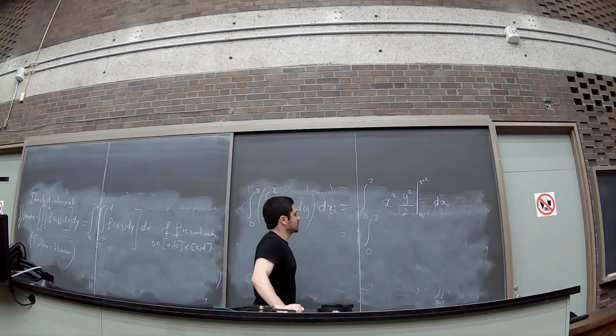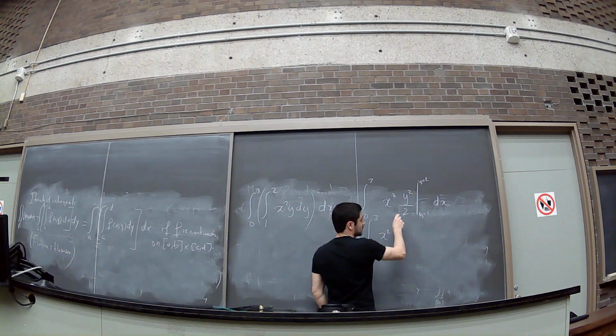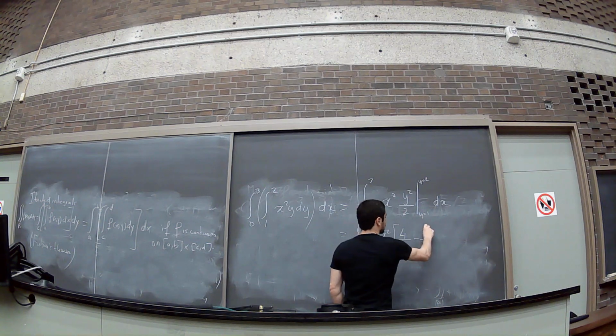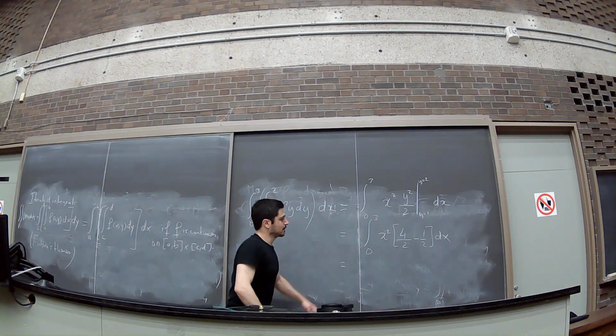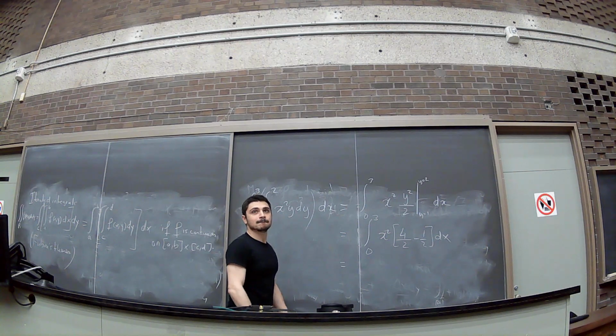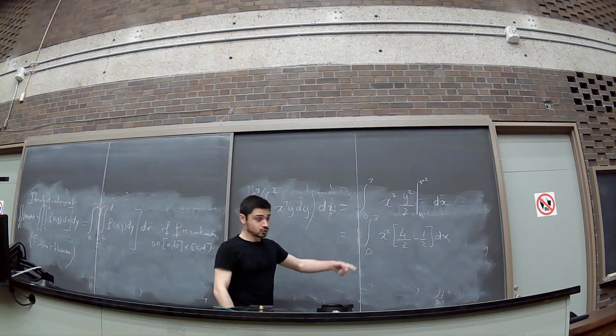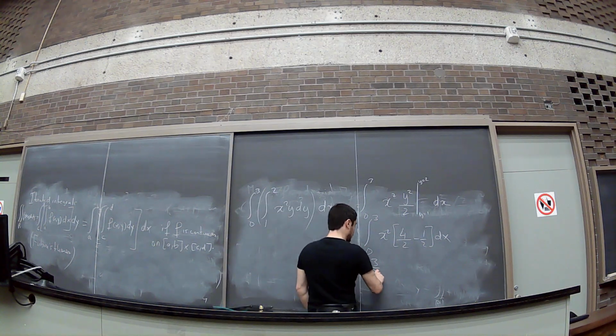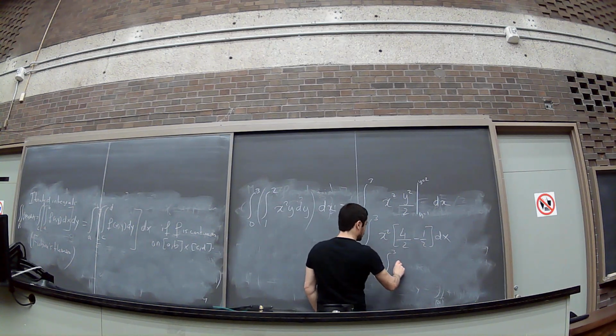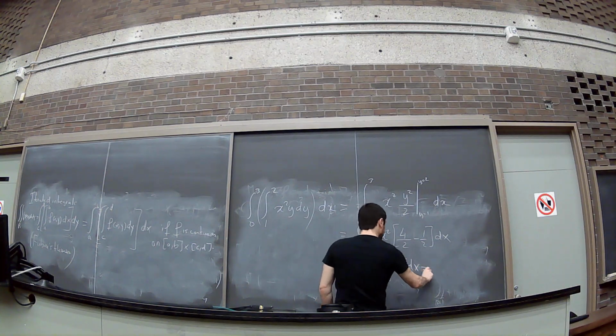How do you evaluate this? You take x squared out. X squared is a constant, just treat it as a constant. 4 over 2 minus 1 over 2, dx. What do you get here? 3 over 2. Can you bring it up? Yeah, the 3 halves. You get 3 halves, integral from 0 to 3, x squared dx.